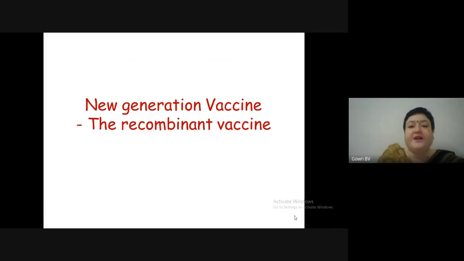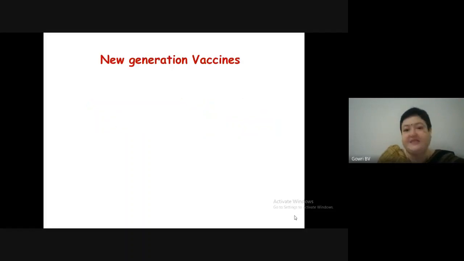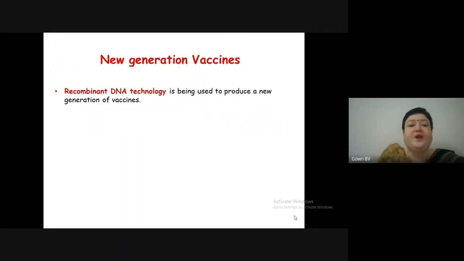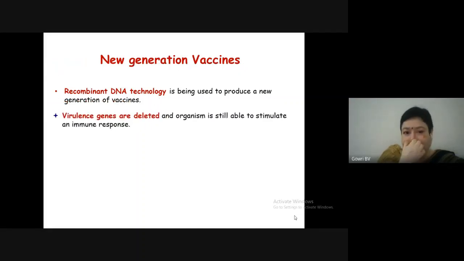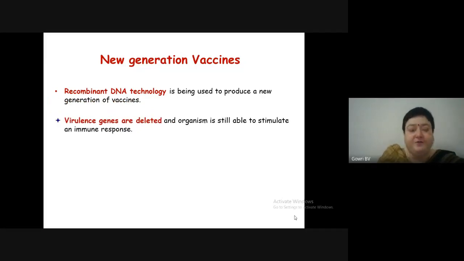So the new generation vaccine, the recombinant vaccine. Recombinant DNA technology is being used to produce new generation of vaccines. What is carried out is that the virulence genes are deleted. Even though the virulence genes are deleted, the organism will have surface antigen that can stimulate an immune response. They may not remain pathogenic. They will induce immune response instead, but it cannot revert itself to the pathogenic form because you are removing its virulence gene. So virulence genes are deleted, and the organism is still able to stimulate an immune response.